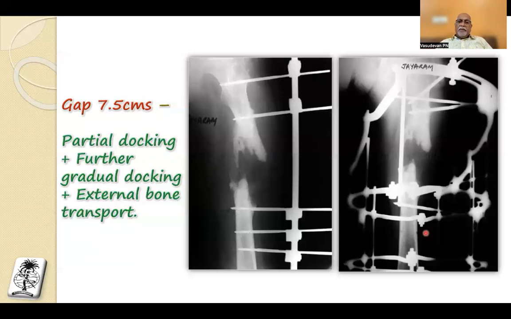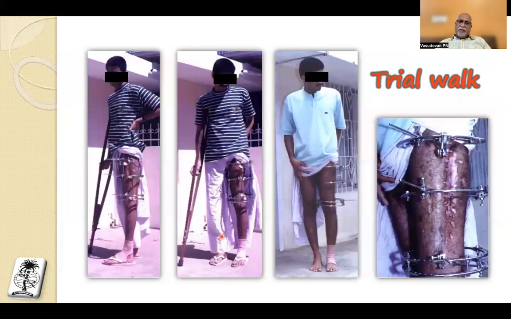So gap non-union, you decide what strategies to be tackled in this case. I did partial docking, then gradual further docking on that. Partially docked it initially, made the gap less. Because you know, these gap non-unions will heal only after getting in contact. So I made it partial docking and then gradual docking, and after that, external bone transport. All can be combined. We have to do appropriate strategies for that.